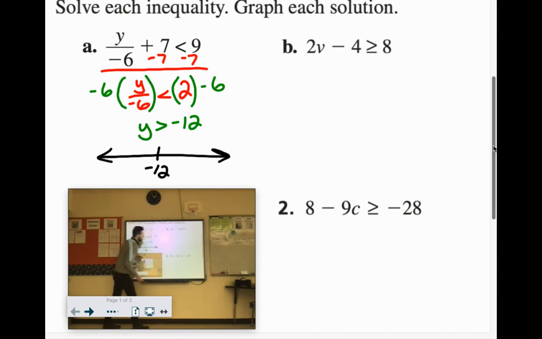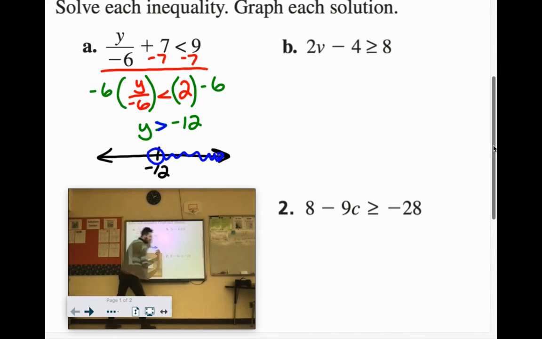Now, if you think earlier, it said if it's just less than or just greater than, it's an open dot. So this would be an open dot on -12 because you can't say that -12 is greater than -12. And if the letter is first, you follow the arrow. The arrow is pointing to the right, so we're going to shade to the right.